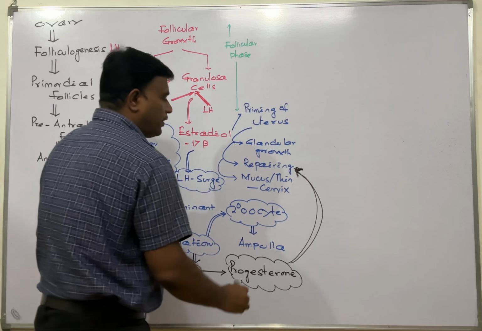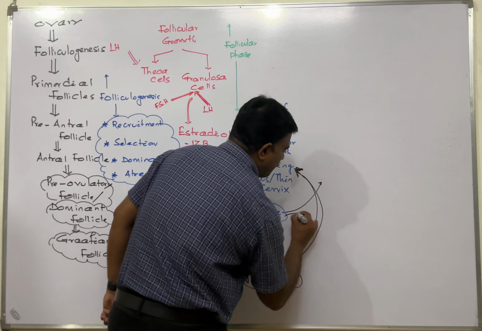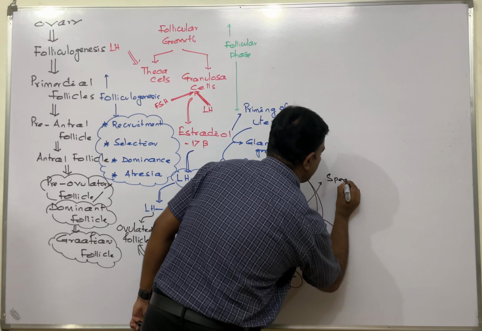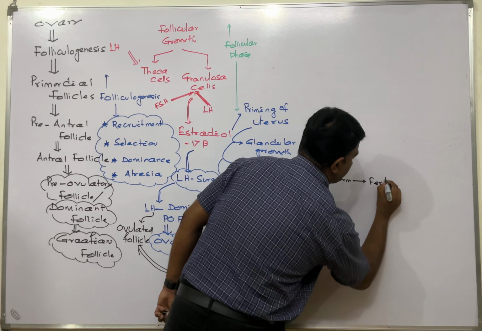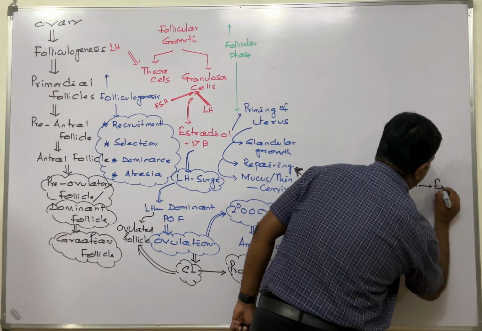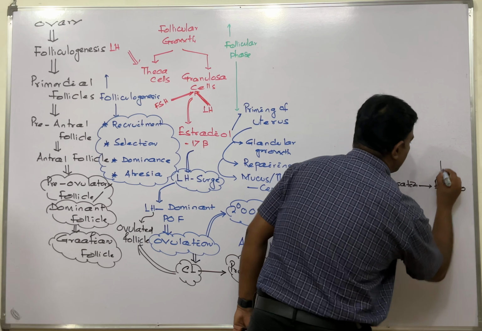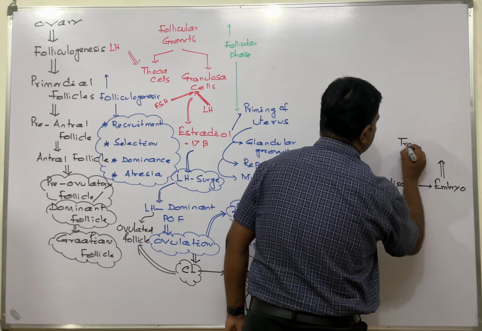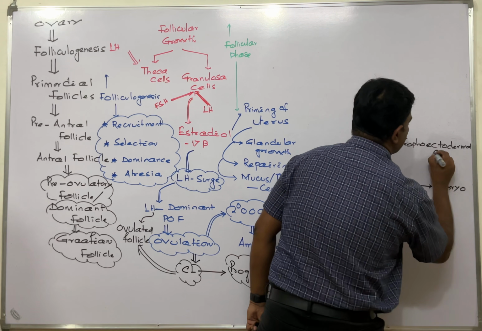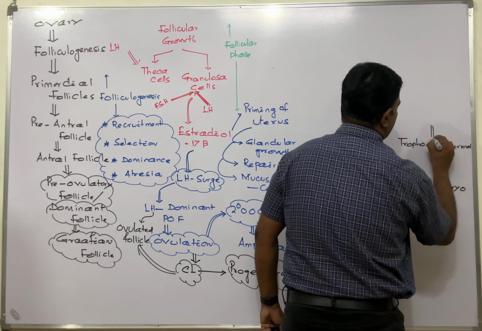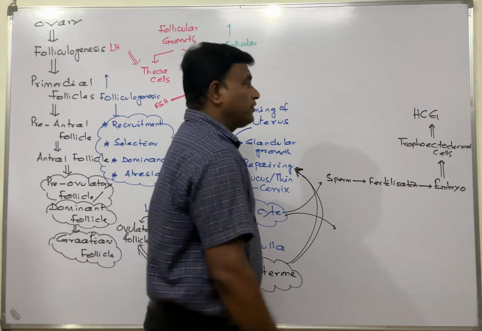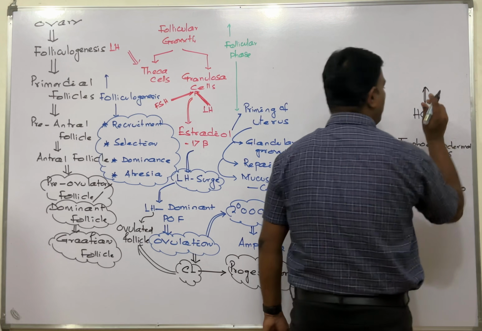But what about this ampullary egg? It will wait for two processes. Either sperm will come, it will cause fertilization, and an embryo will be formed. The tropoectodermal cells of this embryo secrete the hormone HCG, human chorionic gonadotropin. And this HCG acts very importantly.